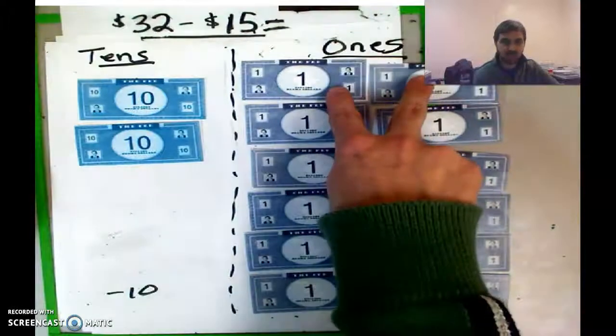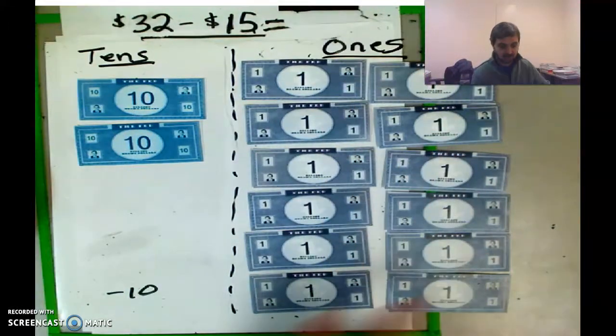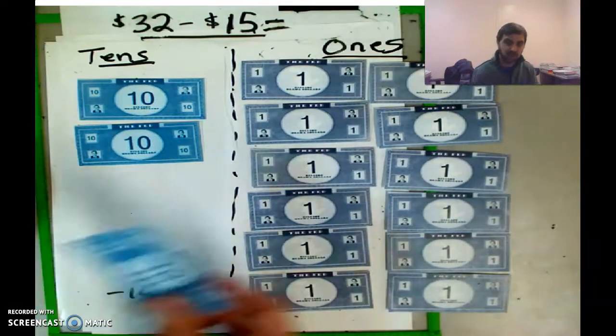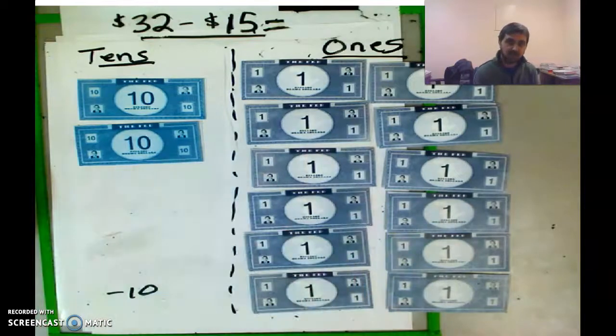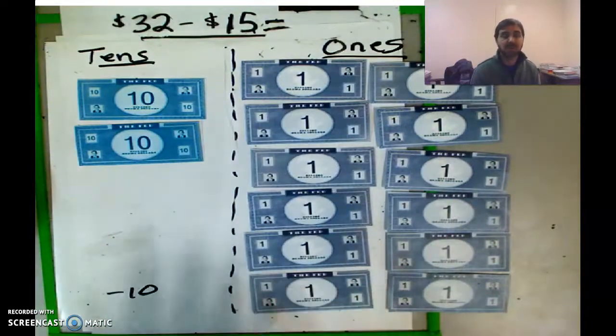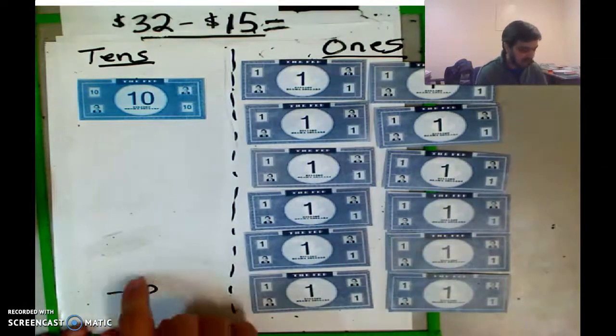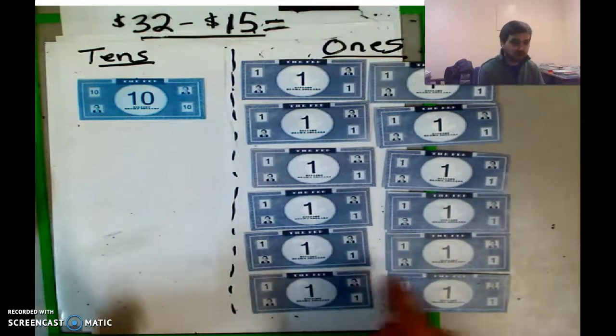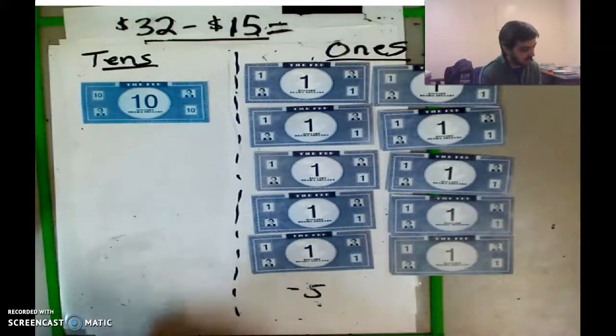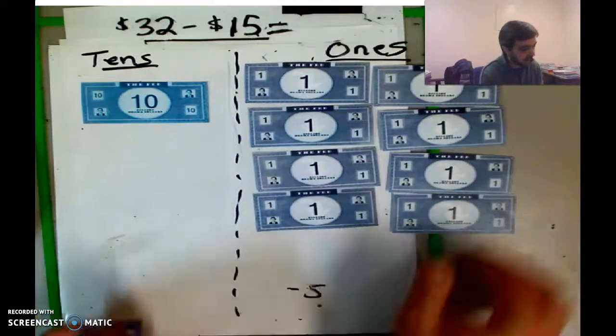I have the 2 ones that I started with, plus the 10 that I was able to regroup from this 10. Okay? I still have $32, but now I can give them exactly $15. All right? So now I would give them 10, right? So now I've done that. And I have to take away 5 from here. 1, 2, 3, 4, 5.